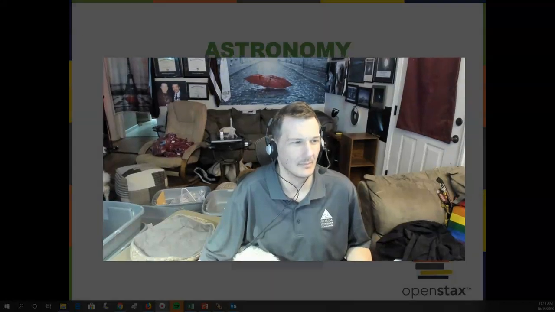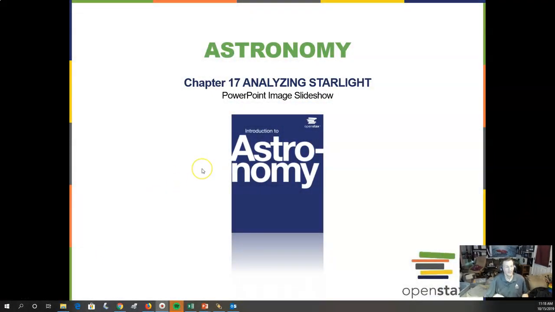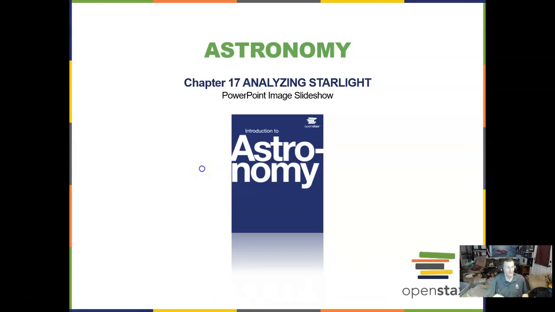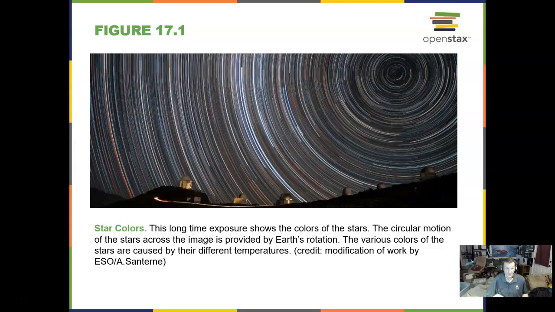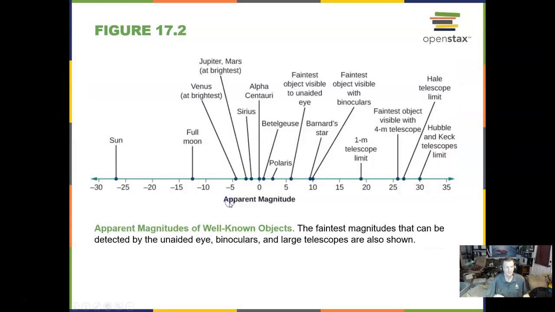Today we're going to do Chapter 17 on analyzing starlight. So the next few chapters talk about stars other than the sun and how we analyze the light we see from them. Well, stars can have different colors, and colors talk about temperatures with stars. So a red star is very cool. Those are some of the stars that I work with. And some stars are blue and white, and they are very hot. The sun is a yellow star.